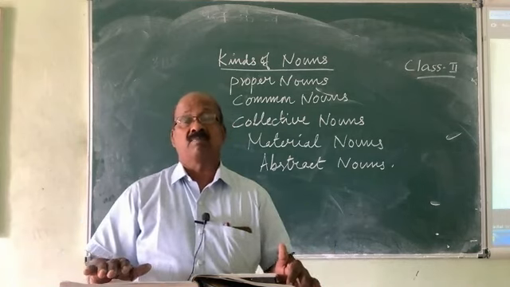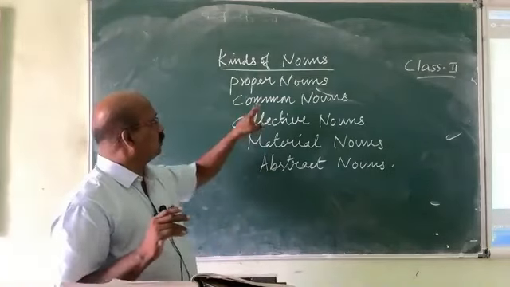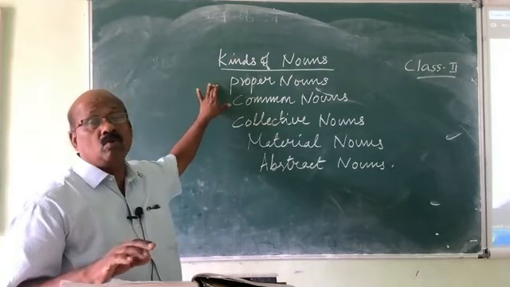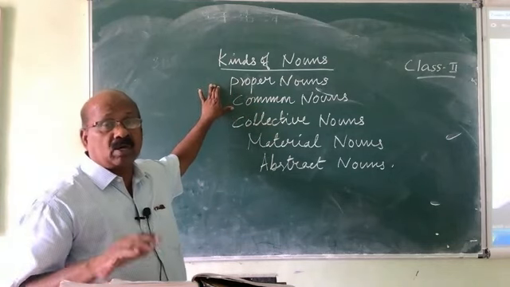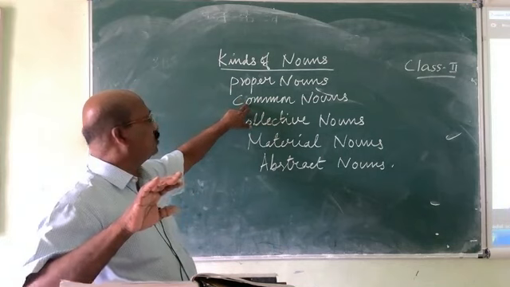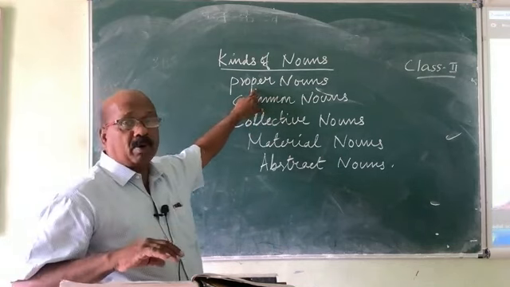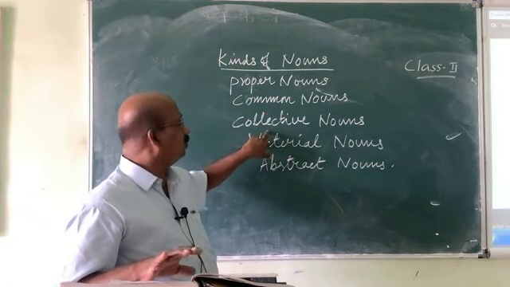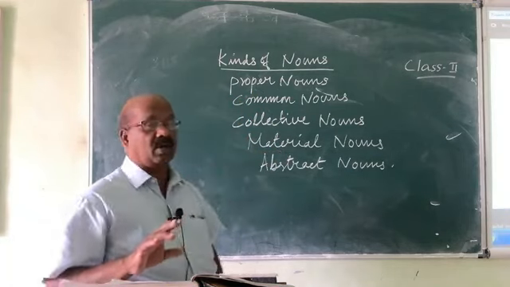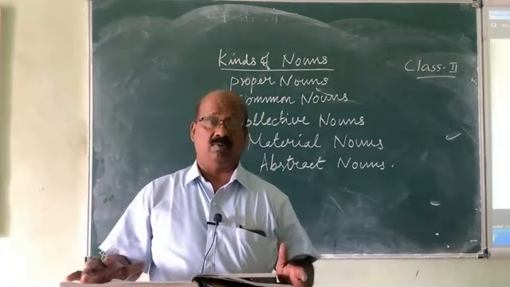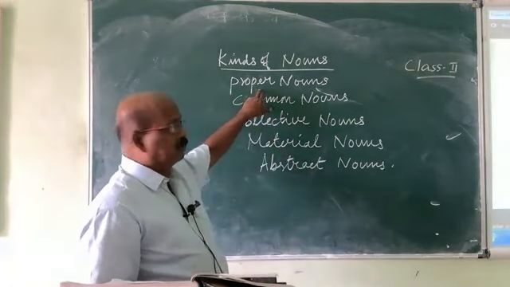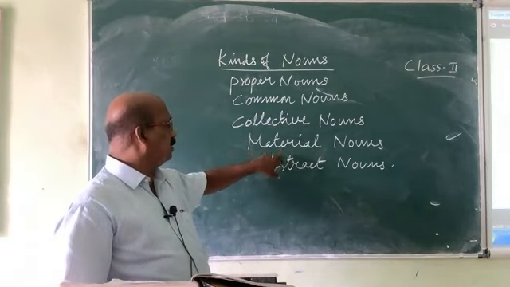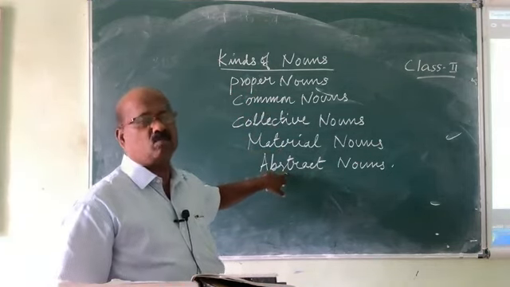We know that there are five kinds of nouns. Nouns are categorized into these. They are proper noun, common noun, collective noun, material noun, and abstract noun. Once again, proper noun, common noun, collective noun, material noun, and abstract nouns.